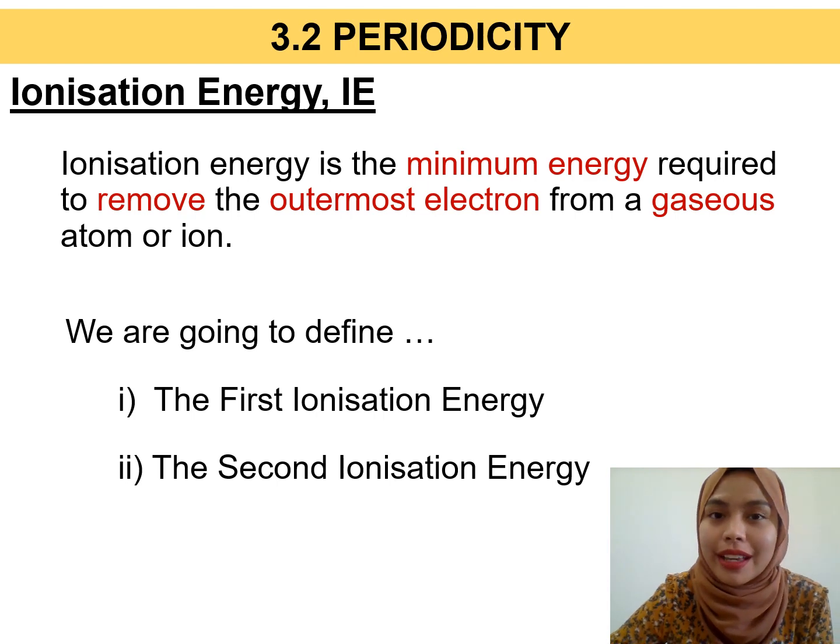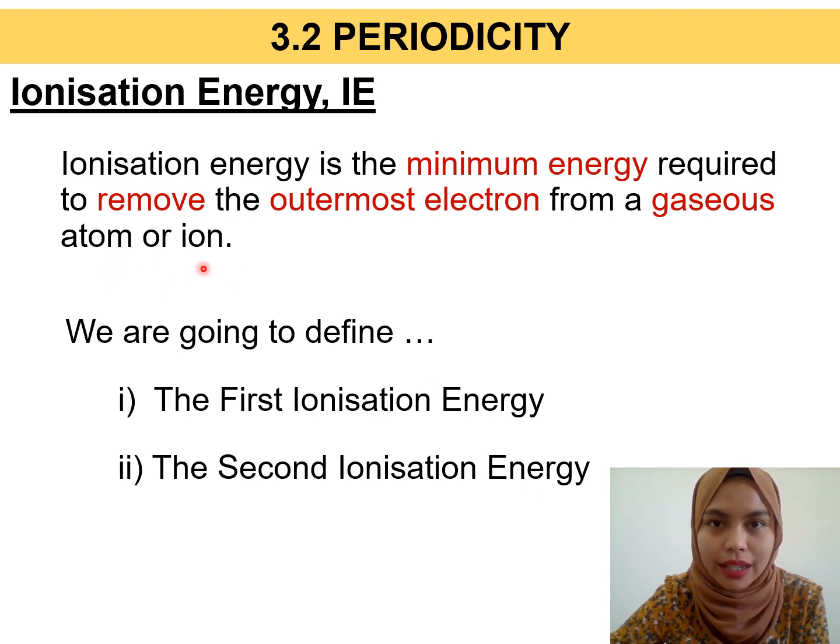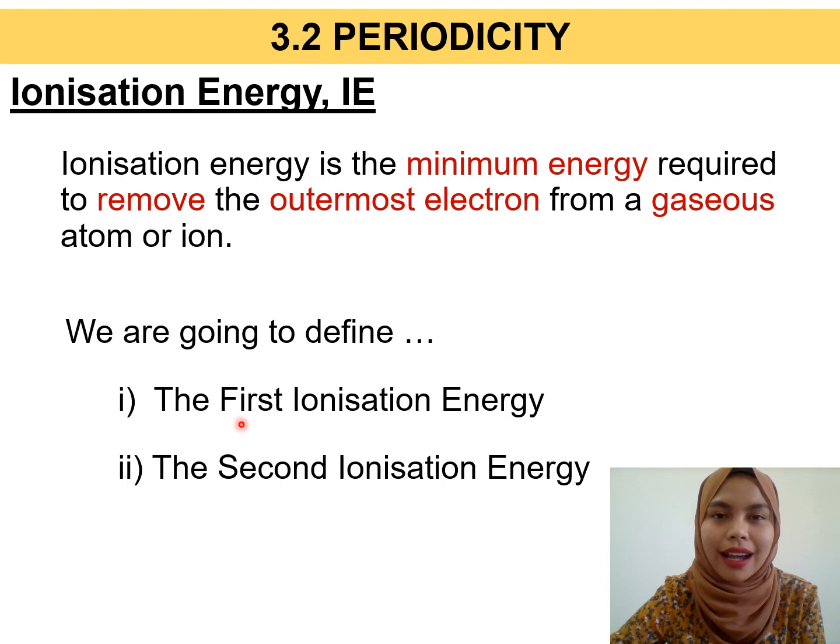What is ionization energy? Okay, so if let's say you have an atom or ion in the gas phase, if your atom or ion in the gas phase wants to remove its valence electron, it requires energy. So the minimum energy required to remove a valence electron from a gaseous atom or ion, that is what we call as ionization energy. Okay, so we are going to define the first ionization energy and also the second ionization energy.